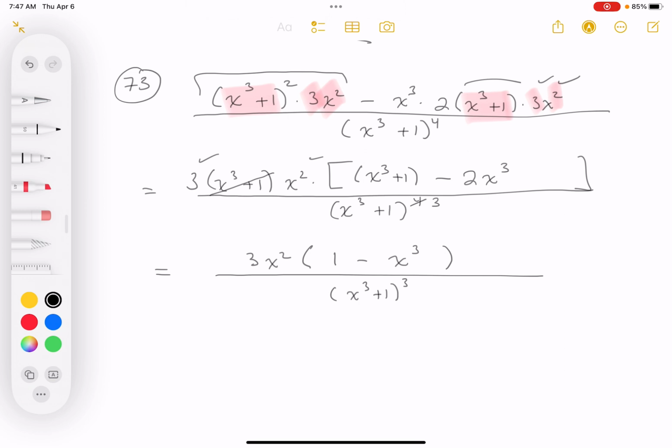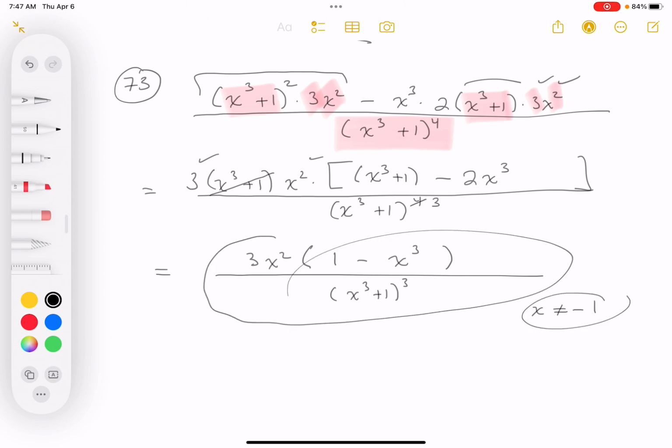But what I want to recommend to you at this point is to put the restriction down. And the restriction is really coming from the original problem. It's over here. So what's the restriction over there? Well, looking at the bottom, it can't be 0. When would the bottom become 0? When x is equal to minus 1. So I must exclude that. All right? So I'm going to say this is my answer. And again, this is the restriction.